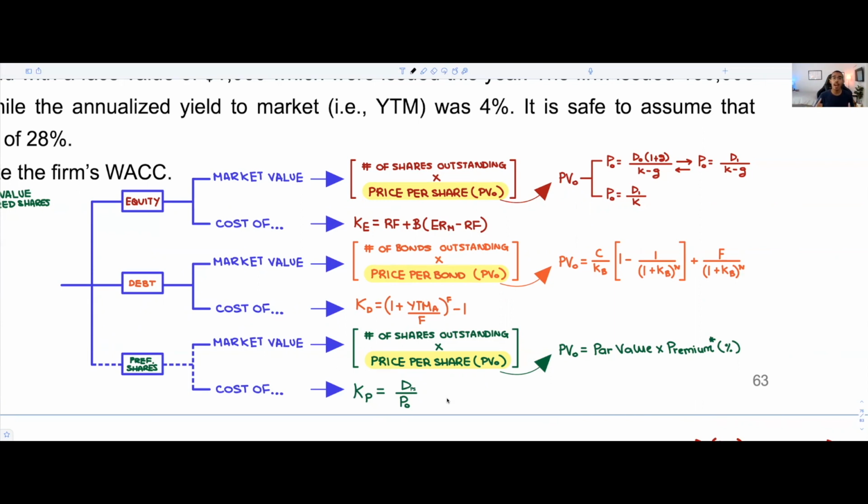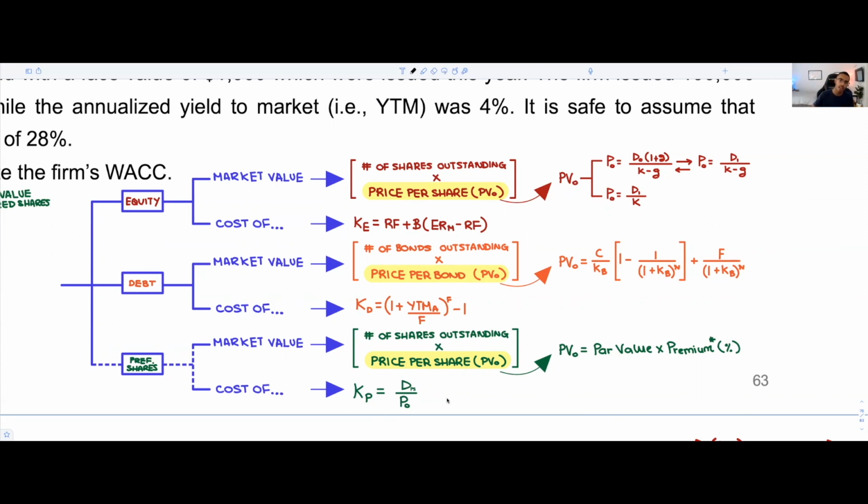When we're looking at how to compute the market value of that specific type of financing, we're typically just going to do the number of shares or bonds outstanding multiplied by the price per share or the price per bond. All right. However, when we're solving for the price per share or the price of a bond, we're going to need to take a step back because we're going to have to utilize the formulas that we've learned and mastered within our equity valuation and bond valuation chapter.